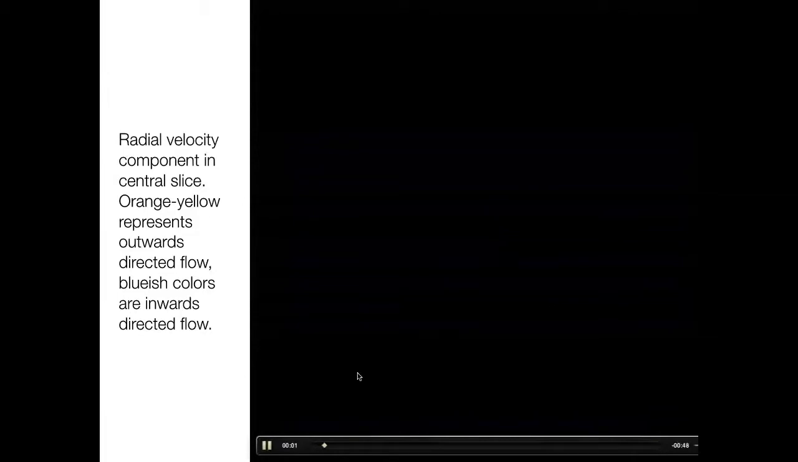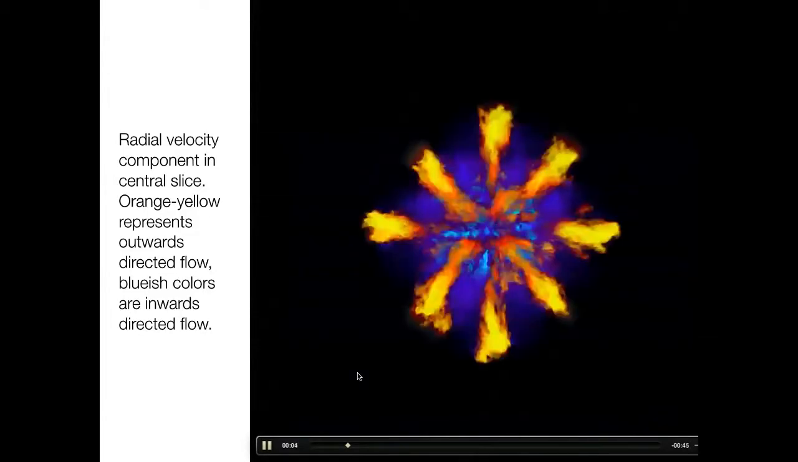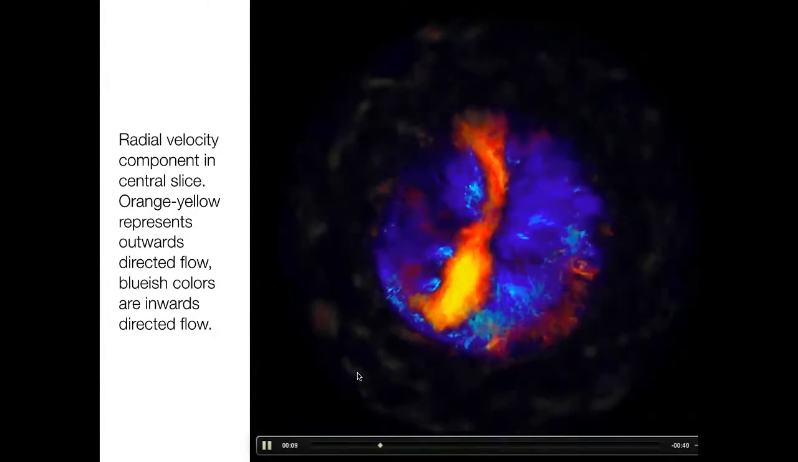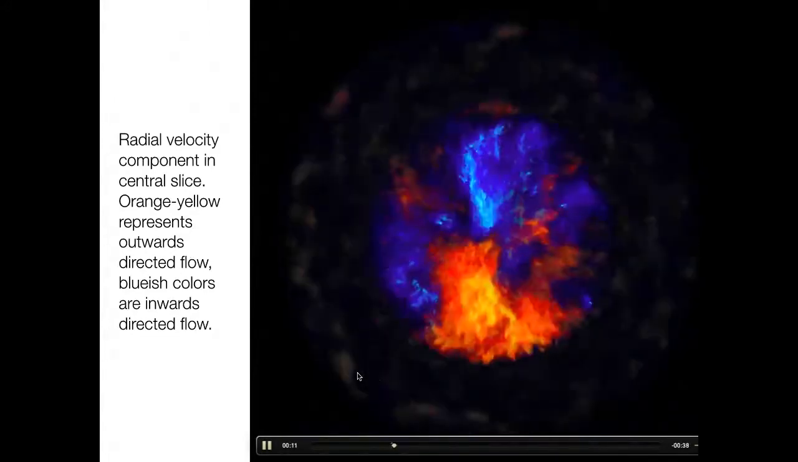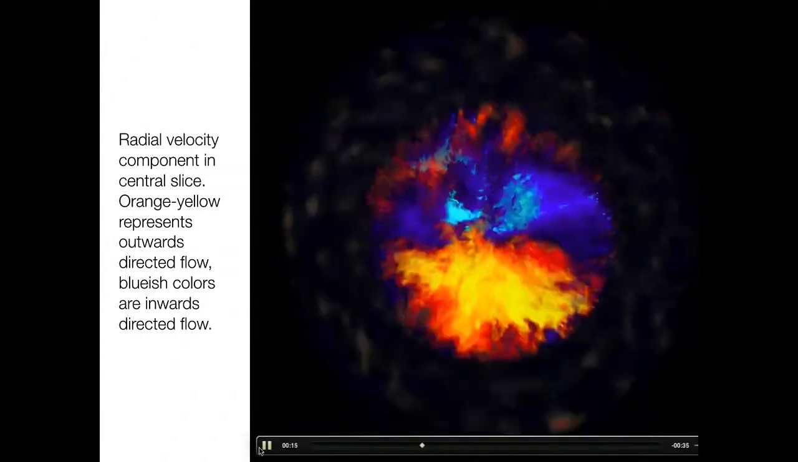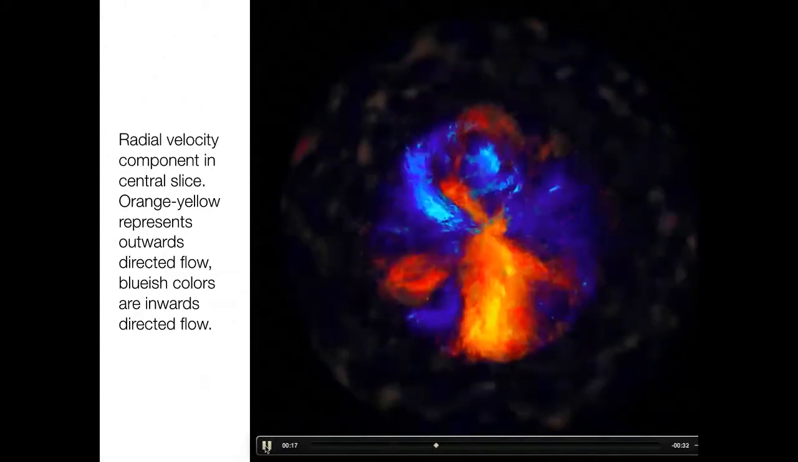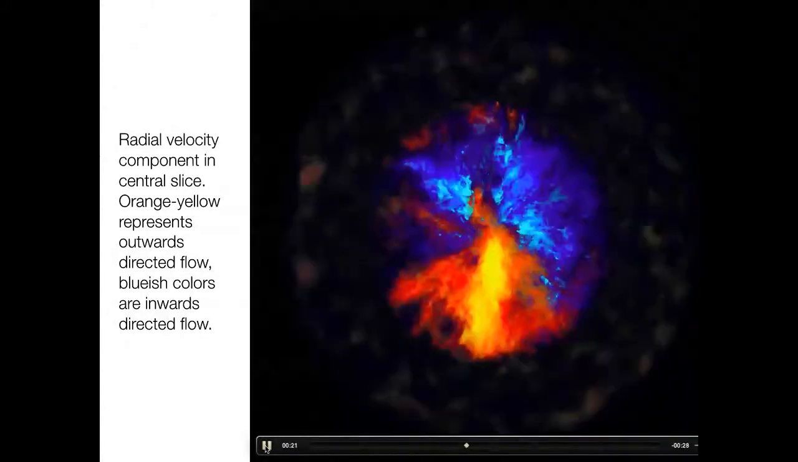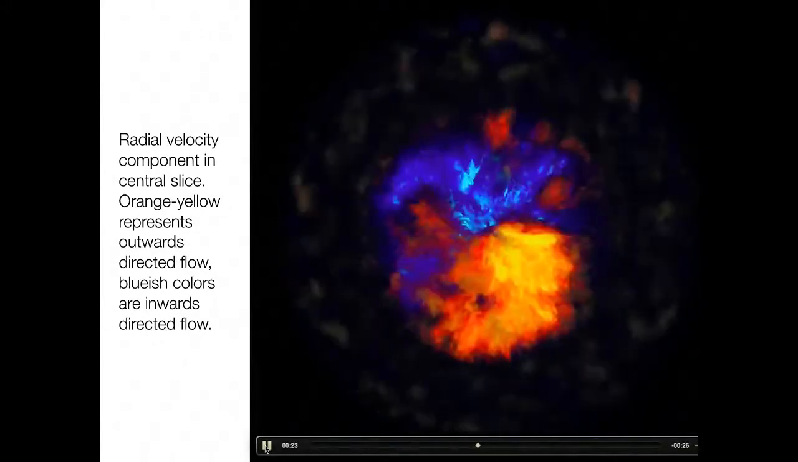So in the next figure, I will show you the movie of the same quantity from our simulation. And this is the radial velocity component. Again, in the same central slice, there is two colors. Yellow and red are outwards directed flows. And bluish colors are inward directed flows. And one thing that you can see is that you can see a lot of detail again in this core, a lot of small scale structure.